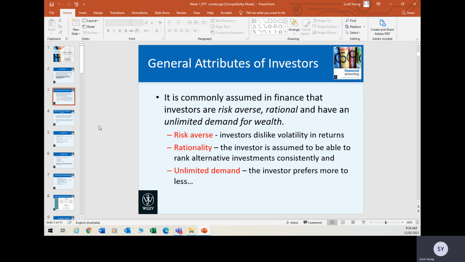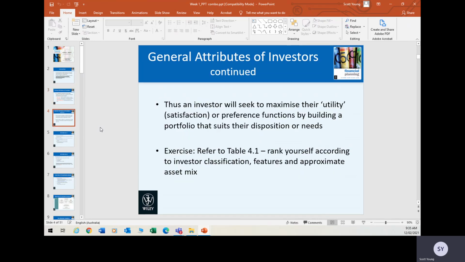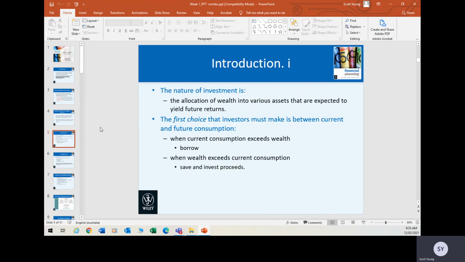Typically we have risk averse. We're assuming 3 things about investors: that they're rational, they're risk averse, and of course they have an unlimited demand for wealth. Absolutely. Again, that's logical. It all makes sense. Again, some of the general attributes. These, in regards to the other readings, I'll point you towards them. They are all there on the Moodle.